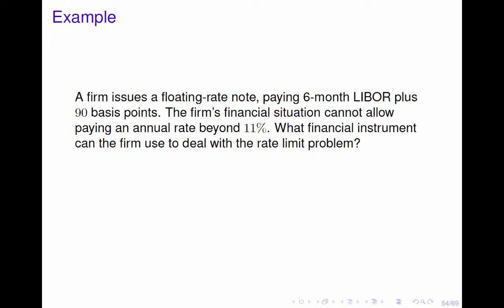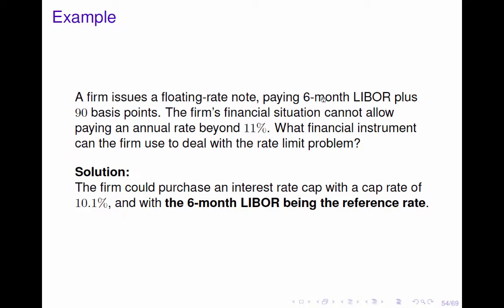Here's an example. A firm issues a floating rate note paying 6 months LIBOR plus 90 basis points. The firm's financial situation cannot allow paying an annual rate beyond 11%. What financial instrument can the firm use to deal with the rate limit problem? Since a long position on a cap has the effect of limiting the effective interest rate paid for the loan to the cap rate, the firm could purchase an interest rate cap with a cap rate of 10.1%, and with the 6-month LIBOR being the reference rate.